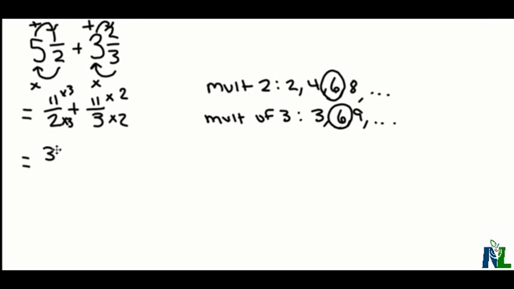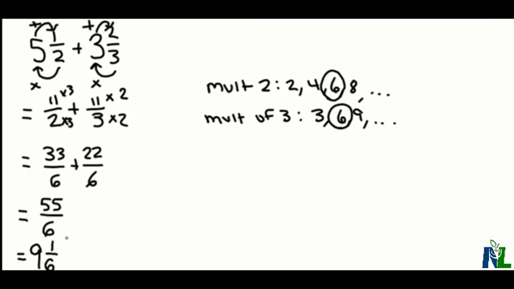To give you 33/6 plus 22/6. 33/6 plus 22/6 is 55/6. And you should change your improper fraction to a mixed number. 6 fits into 55 9 times with 1/6 left over. And that answer is in simplest form.